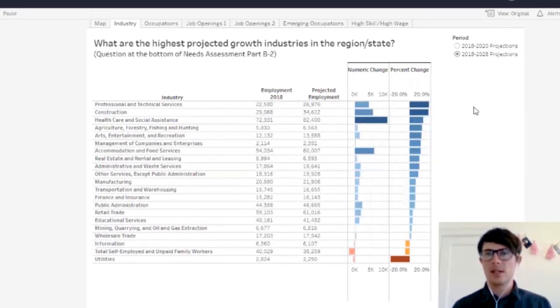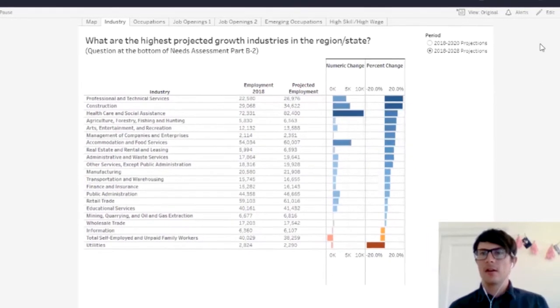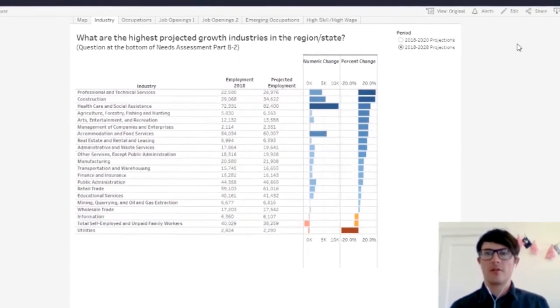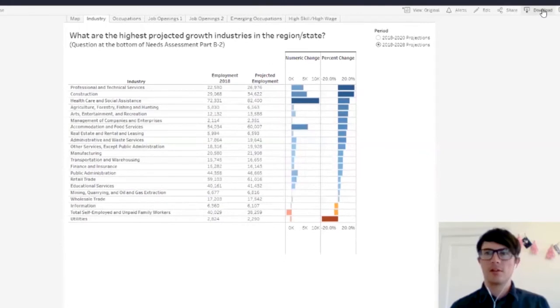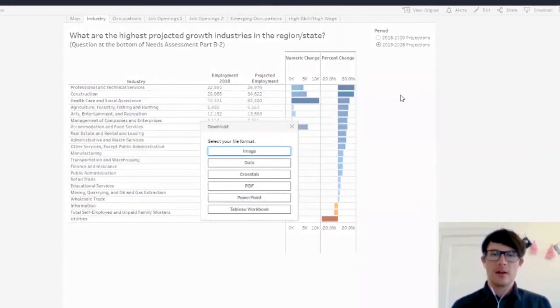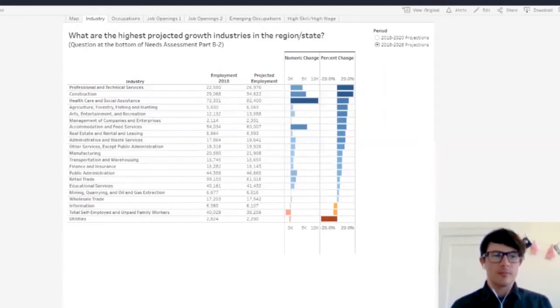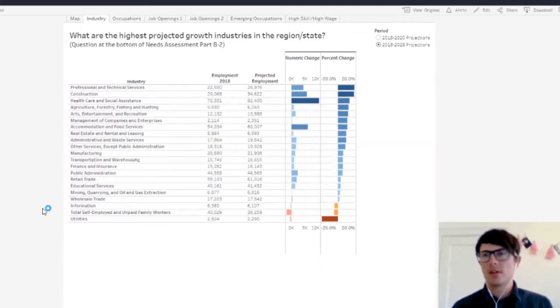And then lastly, throughout this dashboard, whenever you have information you want to keep, you want to save, you can go to download here, save the data as an image, and that image will be saved exactly how you have organized the table so that you can save that for your application.